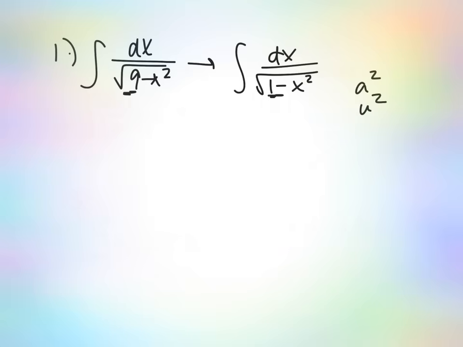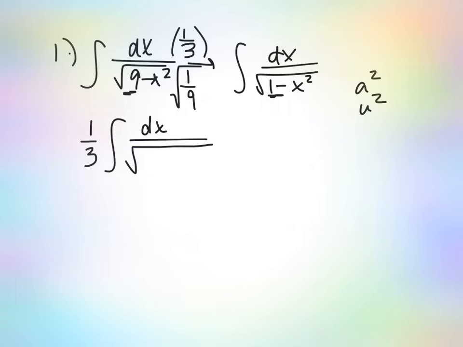But it's in a square root, so you have to multiply by the square root of 1 over 9, and then on top, in the numerator, multiply by 1/3. Same thing, but it's easier to go by like this. We're going to take the 1/3 and put it outside of the integral because you don't want to deal with fractions right away. So the integral of dx over the square root of 1 minus x squared over 9.